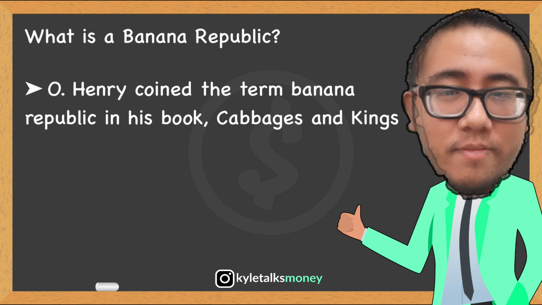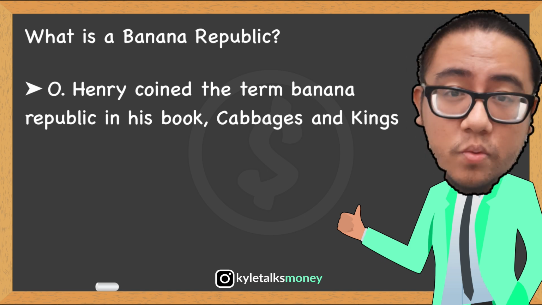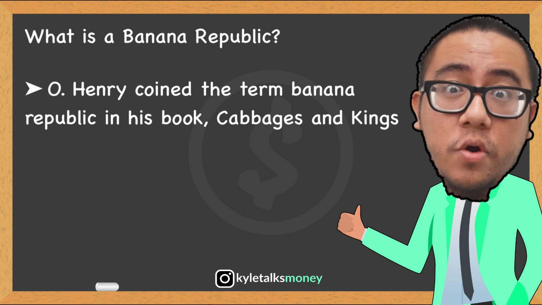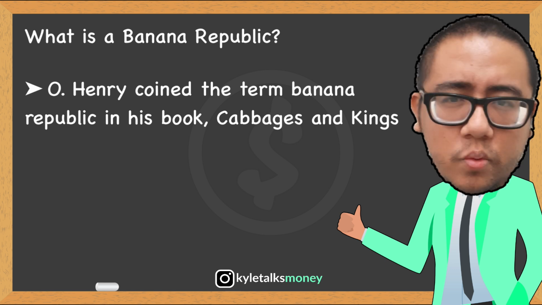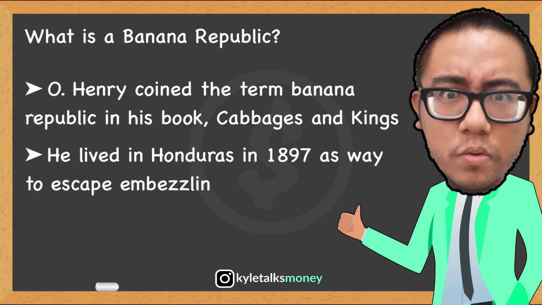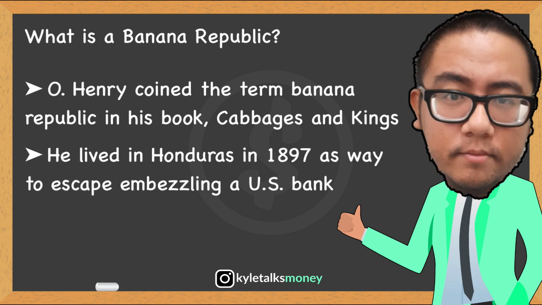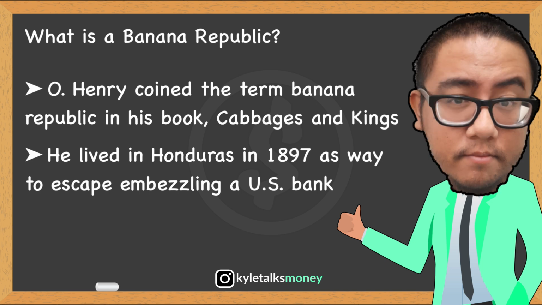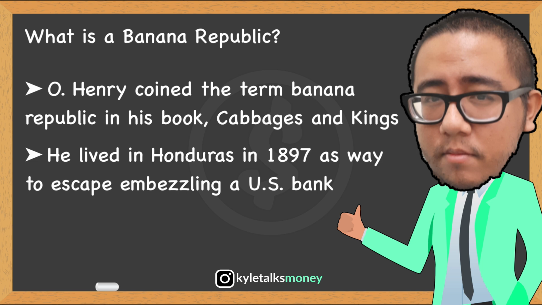In the 19th century, the American writer O. Henry coined the term banana republic to describe the fictional republic Manchuria in the book Cabbages and Kings, a collection of thematically related short stories inspired by his experiences in Honduras, where he lived for 6 months until January 1897, hiding in a hotel when he was wanted in the US for, of course, embezzlement from a bank.